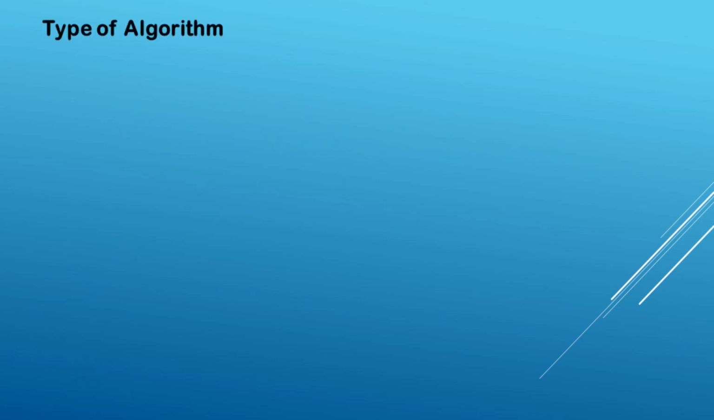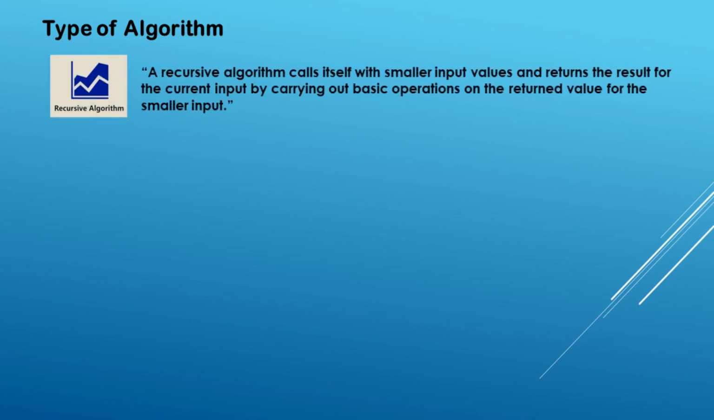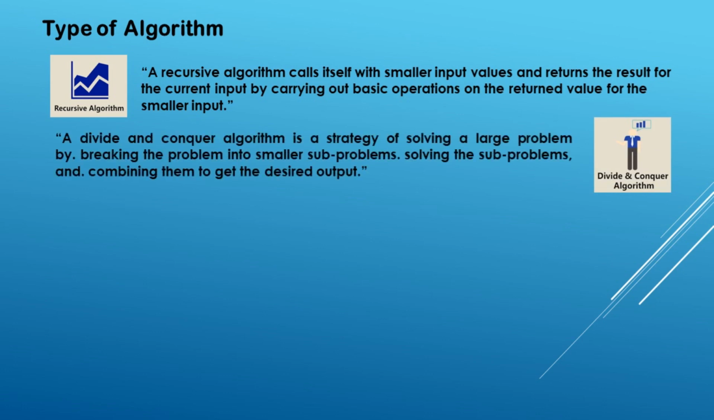Now we're going to discuss the types of algorithms. Here we have described the types of algorithms. Recursive algorithm. A recursive algorithm calls itself with smaller input values and returns the result for the current input by carrying out a basic operation on the return values for the smaller input. And the next type is the divide and conquer algorithm. That is a strategy of solving a large problem by breaking the problem into smaller subproblems, solving the subproblems and combining them to get the desired output.